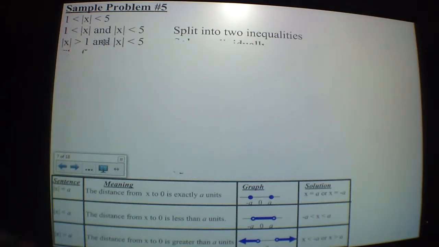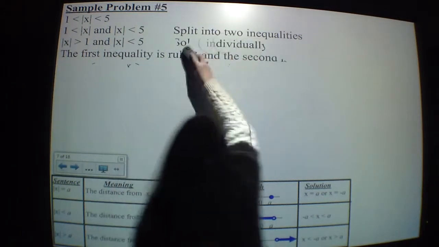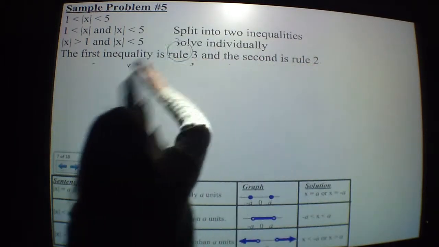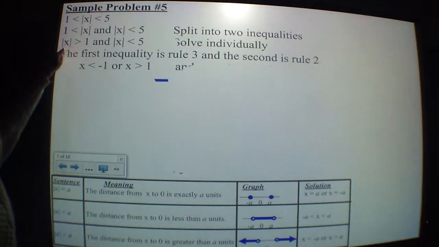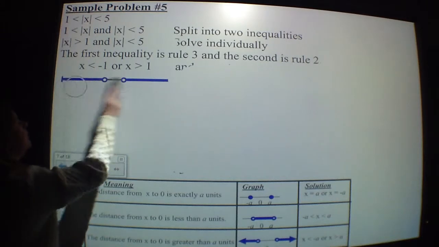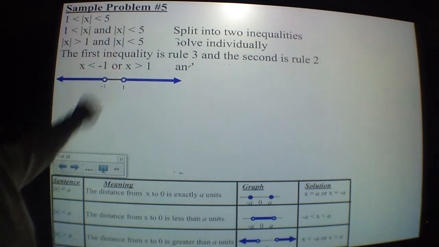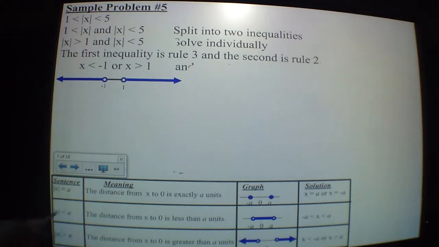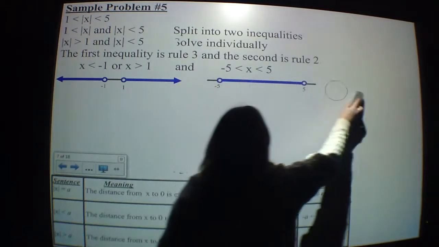So x is greater than the 1, it would be this one. So for the first one, it's rule 1. For the second one, it's rule 2. So this right here, I can write as x is less than negative 1, or x is greater than positive 1. So there's what that solution looks like. And I also have x is less than 5, which would mean it's in between 5 and negative 5. So there's the graph for this one.